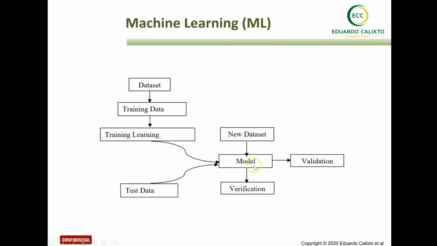And then if the error is acceptable, we can use a new data set in the same context that we had in the first data set. And then if the error is again acceptable, we can validate the model.